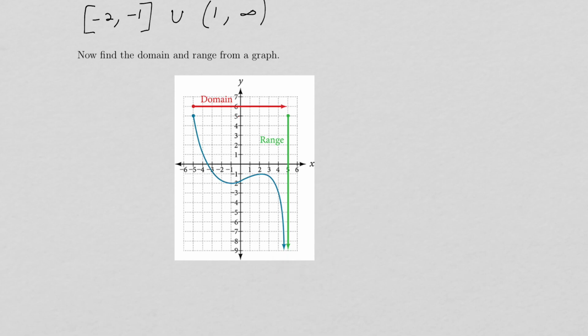And then the range is all the output values. So in this case, it's from 5 all the way down to negative infinity. This is going to keep going. Actually, it's unclear what this graph does here. The domain might just keep going to infinity as well. Maybe this gets larger and larger, but very, very slowly. It's really hard to tell.